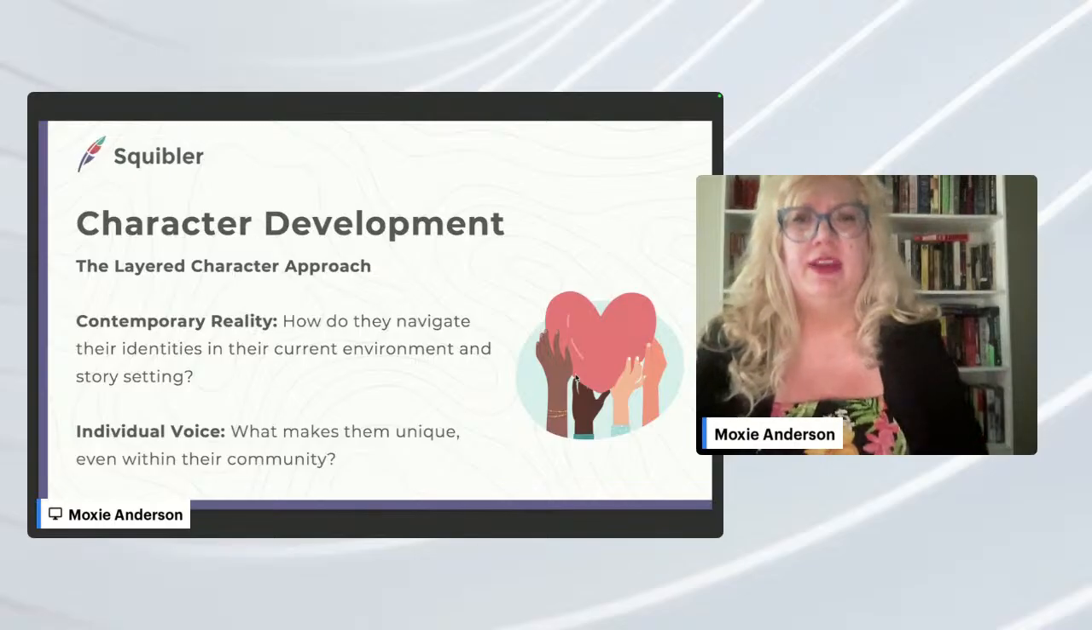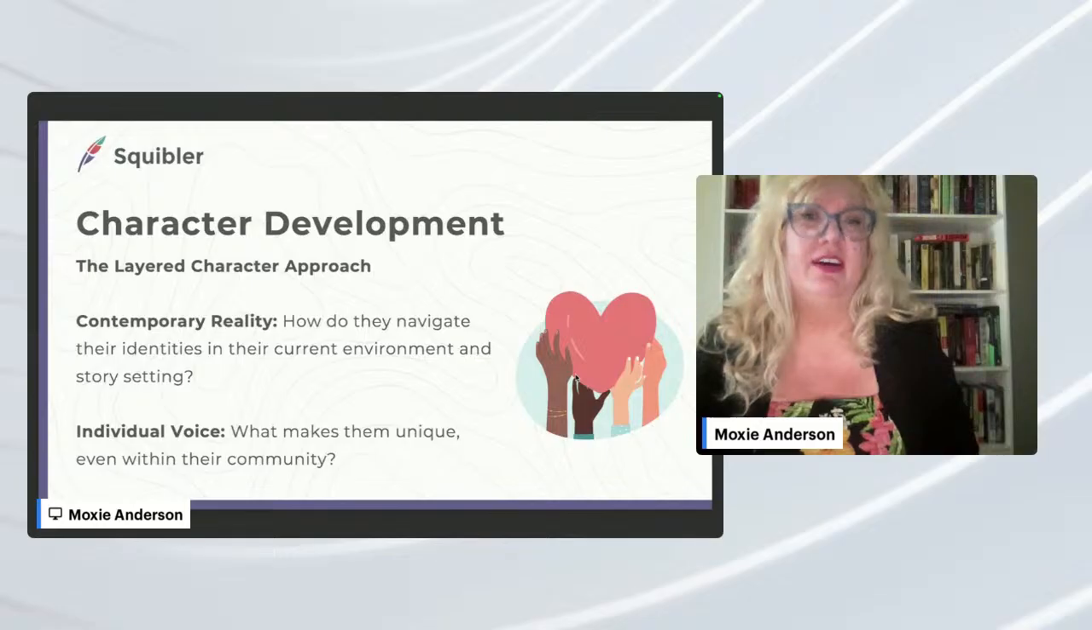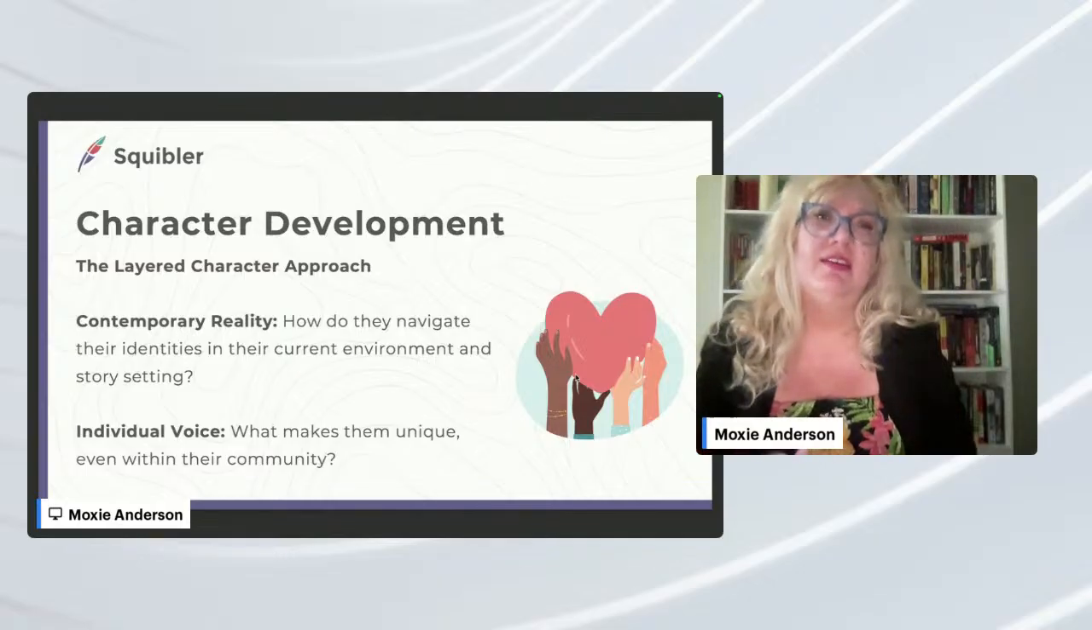Think about contemporary reality. How do your characters navigate their identities in their current environment and story setting? And most important, what is the individual voice? What is important about this character? What makes them unique, even within their community?